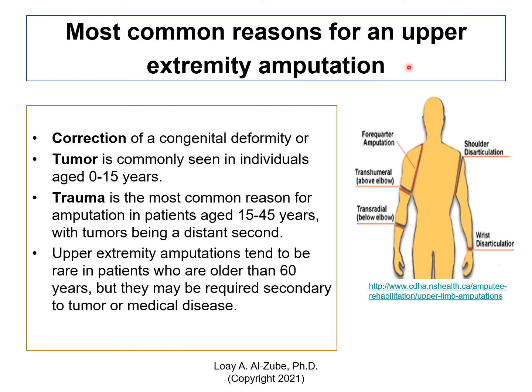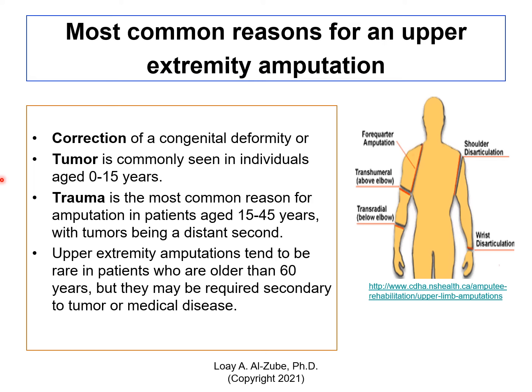So the most common reasons for upper extremity amputations are correction of a congenital deformity or tumors. People get amputated because of that. And tumors are commonly seen in young kids from birth to 15 years old. And then trauma, and that's the most prevalent one of them. And this is the most common reason for amputation of inpatients 15 to 45 years old, with tumor being a distant second. So trauma is the most common reason.